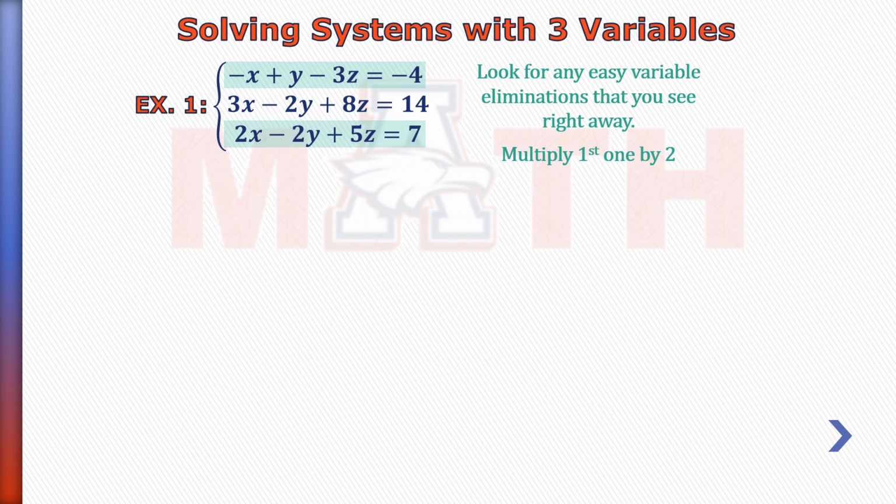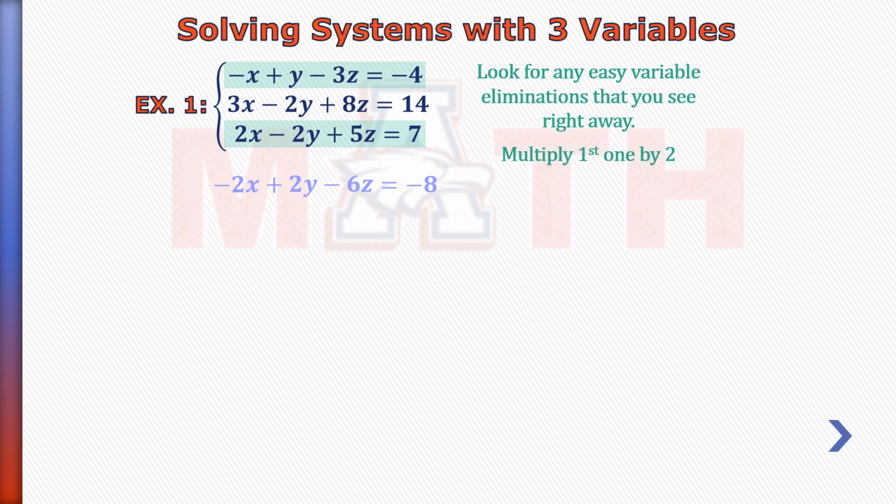So let me go ahead and multiply this top one by 2. If I do that, 2 times that negative 1x is going to give me negative 2x. 2 times that y will give me 2y. And then 2 times the negative 3z will give us negative 6z. Now we have to go over the equal sign, right? I can't just do something to one side of the equation, so we need to also multiply the negative 4 by 2, which gives us negative 8.